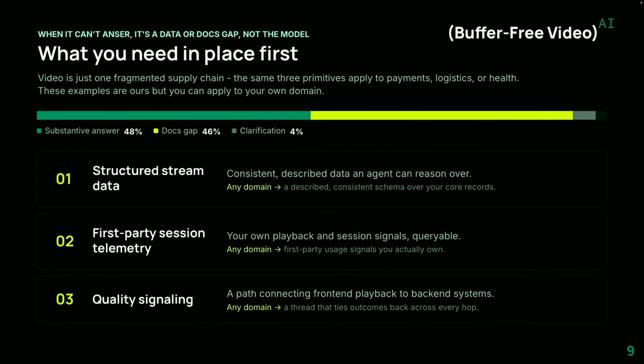The model itself, yes, everyone focuses on the model, but it's all the things around the model that really matter as well. So before you chase agents, get 3 things right. Structured data that agents can actually reason over, your own usage telemetry that you can query, right? If your products are generating some usage telemetry, probably they are, you want to be able to query that. And a clear line connecting what happens across a fragmented set of components, your supply chain. So for us, that's streams, playback sessions, and quality signals across the video pipeline.